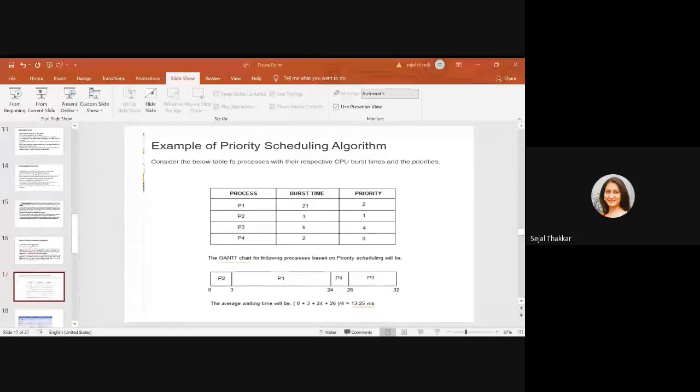I think P4 is here, 8 is here, 6 is here, and 3 is here. I think it will be like this: P4, 8, 6, and there is some problem.